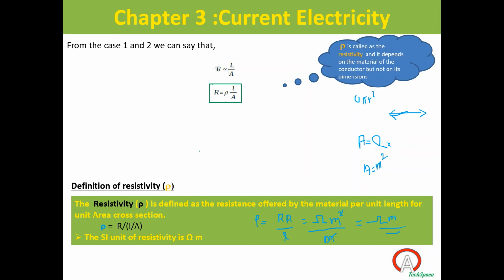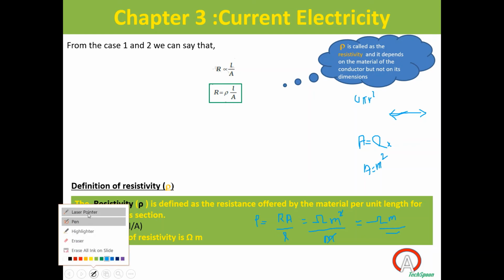Resistance we are able to visualize. It's opposing something, right? Because of resistance, the charge flow reduces. So it is opposing. That you can imagine. But are you able to imagine the term resistivity? No, sir. Then you will forget, right? So let's see how we can visualize resistivity.